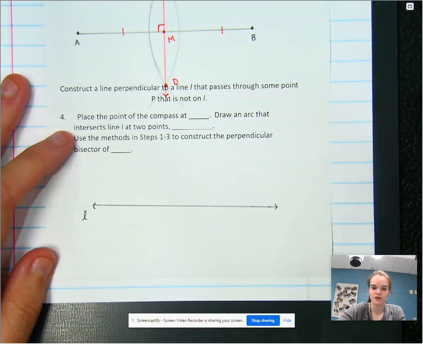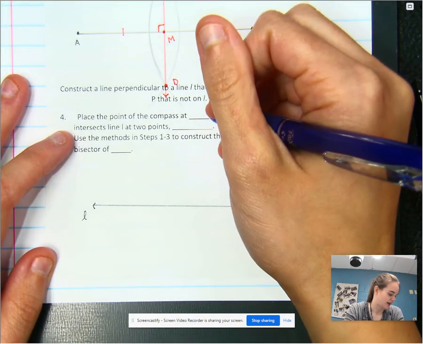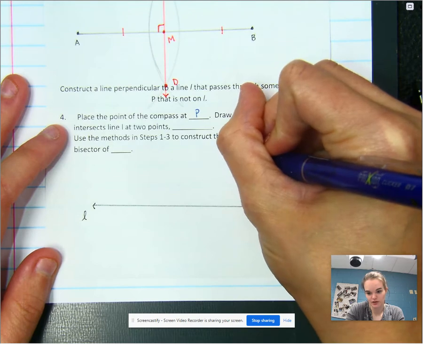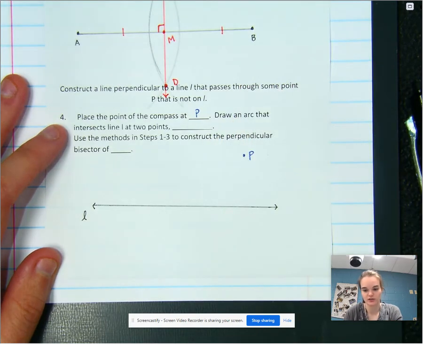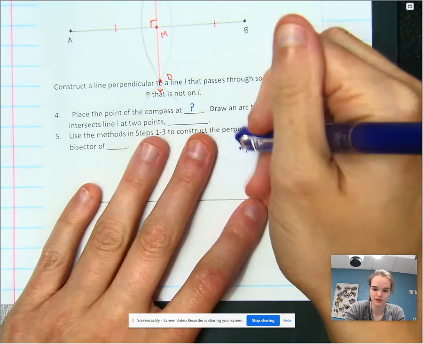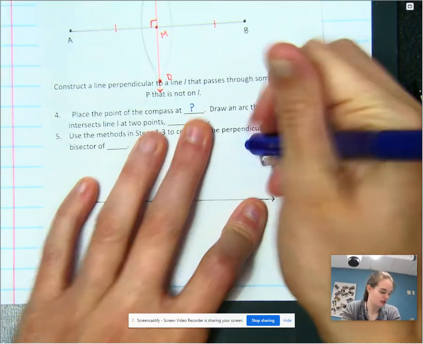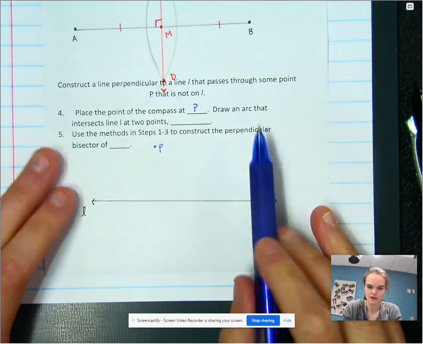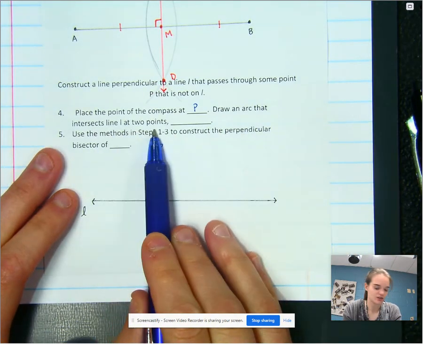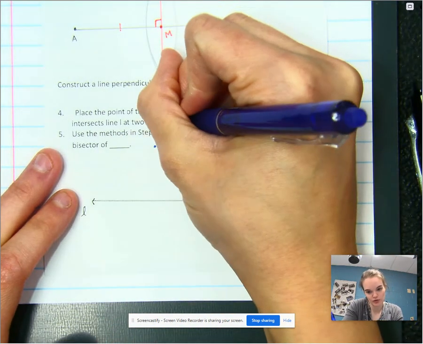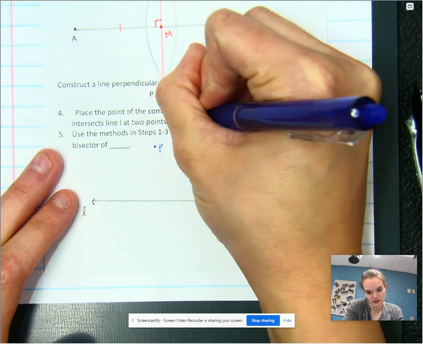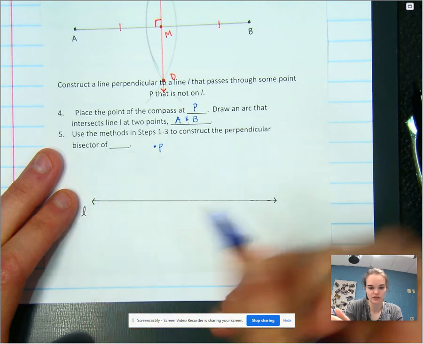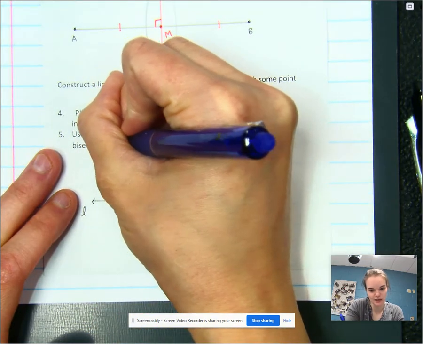Number 4 says, place the point of the compass at P. There should be a point P. So put a point P out here. It will be on your homework already given to you, okay? Actually, we need to make that a little bit better. It could be anywhere. I just need the room, so we're going to put it right here. Okay. Draw an arc that intersects L at 2 points, and we're going to label those points A and B. Use the methods in steps 1 to 3 to construct the perpendicular bisector of the segment AB.